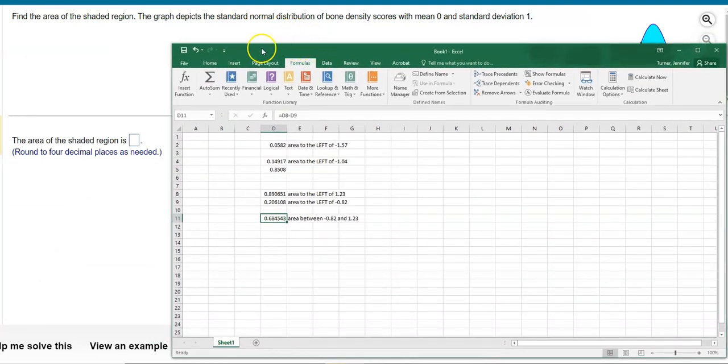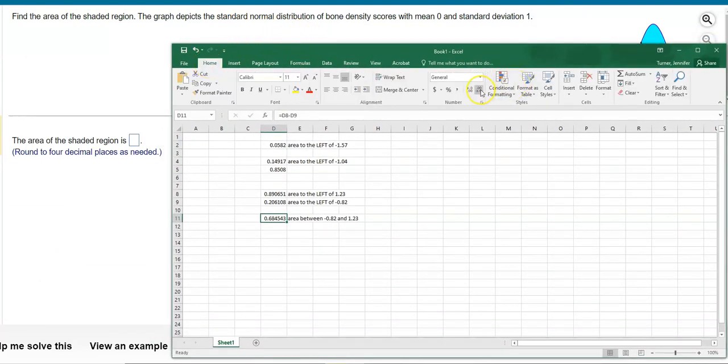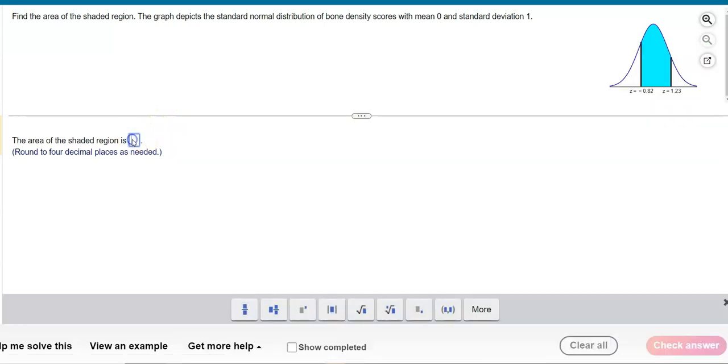Again, we want 4 decimal places for that, so we go to the home key and hit this button until we have our 4 decimal places. So 0.6845 is the area between those two values. In other words, it is the probability of being between those two values.